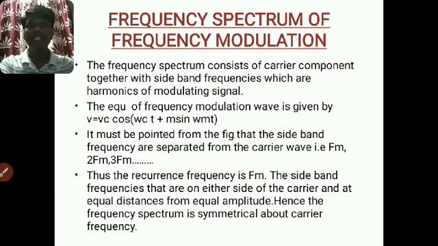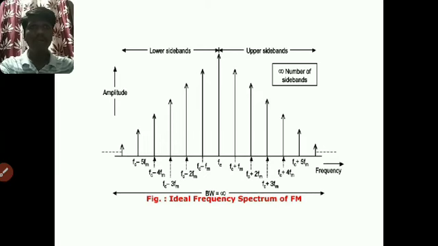So we have to consider the equations of the sideband frequencies, which are separated from the carrier wave by Fm, 2Fm, 3Fm, 4Fm, 5Fm, and so on. It goes on to 6Fm, 7Fm. So it is a decreasing oscillation.